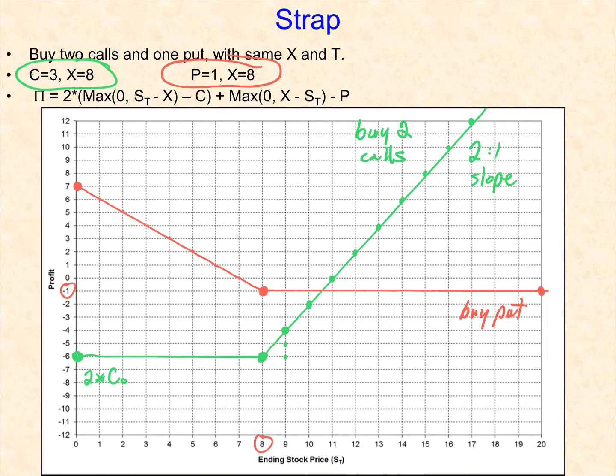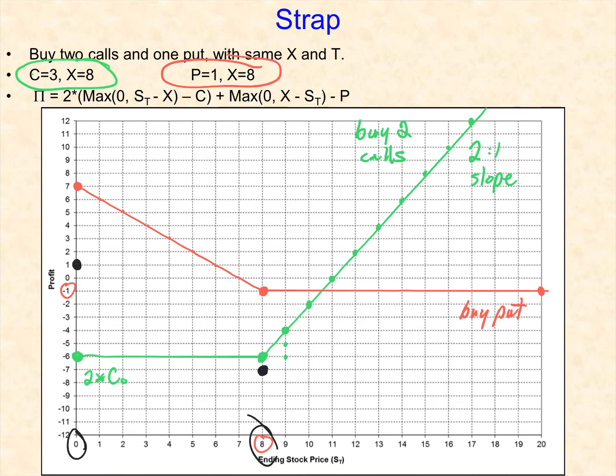Lastly, we'll combine the two lines together and see what the payoff looks like. If the stock price ends up at 0, we make $7 on the put, and we lose $6 on the call. So our combined profit is 1. If the stock price is 8, we've got -1 on the red line and -6 on the green line. So -1 minus 6 gives us -7. That'll plot right down here.